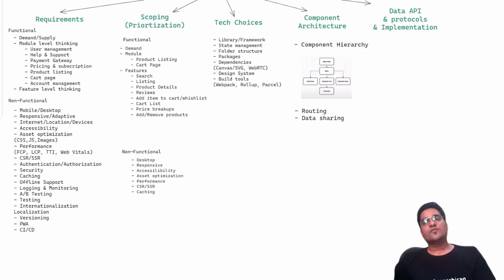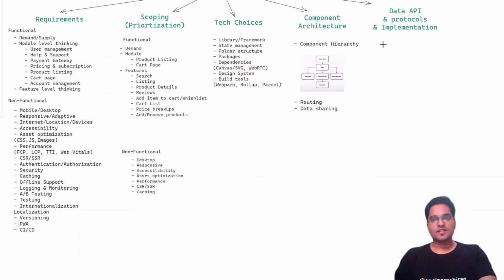So once you are done with the component architecture, it's time to dive deeper into the data, APIs, protocols, and the internal implementation of the component that you have just discussed. So let's talk about that. First things first, protocols. When we talk about protocols, what are the things that we should talk about?